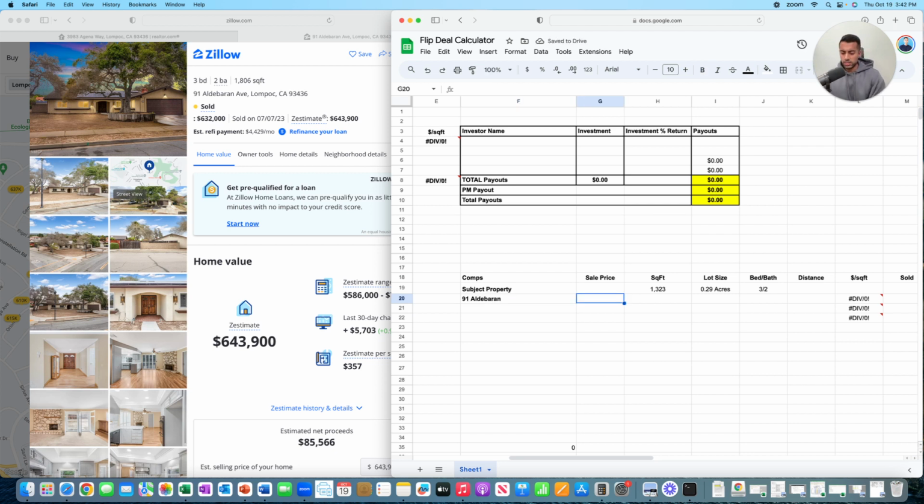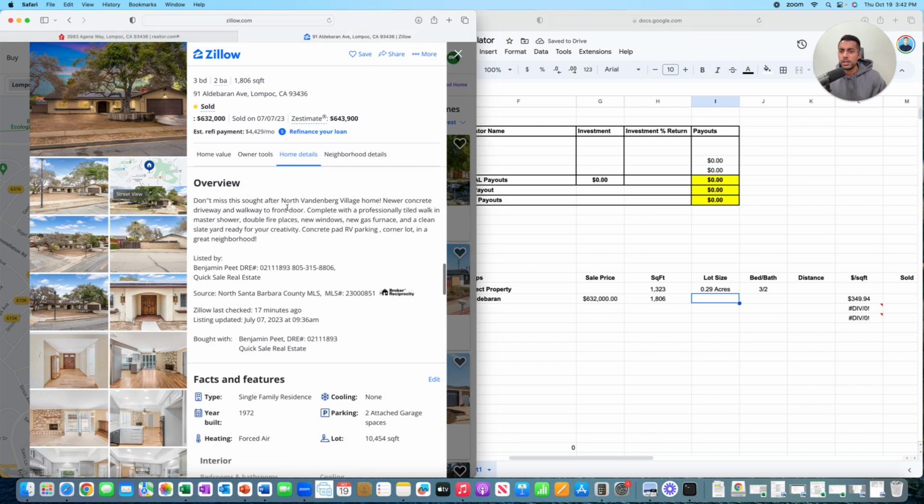Cool. Sale price is $632,000. Square footage, 1806. For lots, usually Home Details has really good. So check this out. I like to read the overviews because listing agents will share what upgrades, right? Because they're trying to sell the home, so they want to sell what the upgrades are. So I love to read the overviews. You may not get this on all your properties, but when you do, they're really helpful. So like this says newer concrete, professionally tiled walk, master shower, double fireplaces, new windows, new gas furnace.